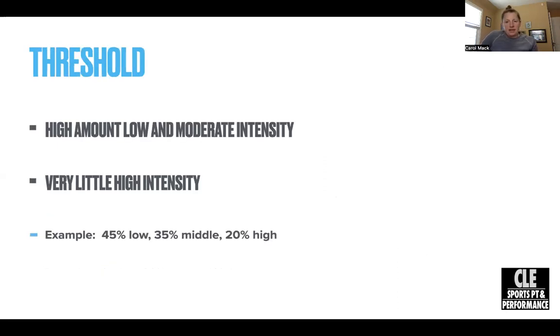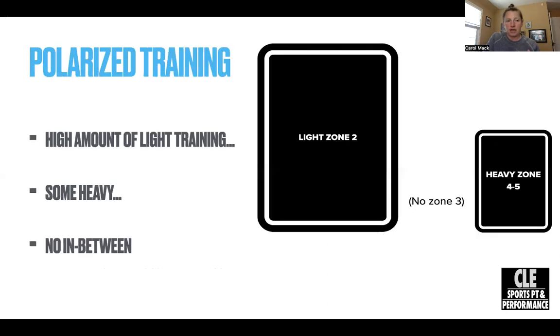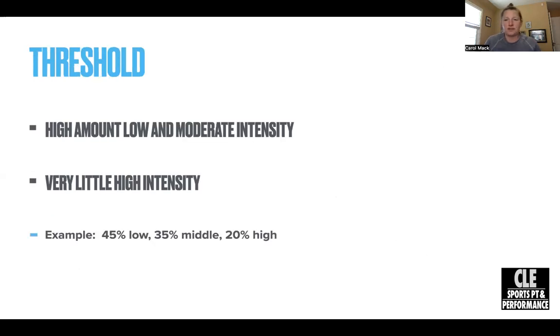Threshold training, I'm not going to spend a whole lot of time on it, but it's out there and it's a very popular training method, so I think I need to mention it here. Threshold training is where you're doing a high amount of low and moderate intensity and very little high intensity. So the breakdown would be like 45% low, 35% in the middle, and 20% high. As compared to pyramidal, where you're 20% in the middle, 10% high, and polarized, where you're 0% in the middle. So just understanding different kinds of realms with this.